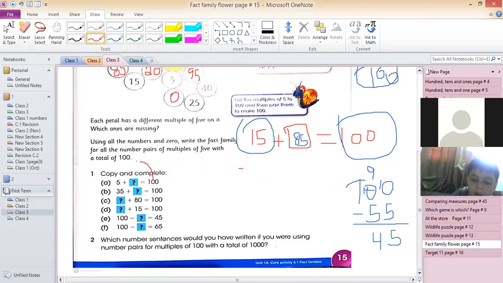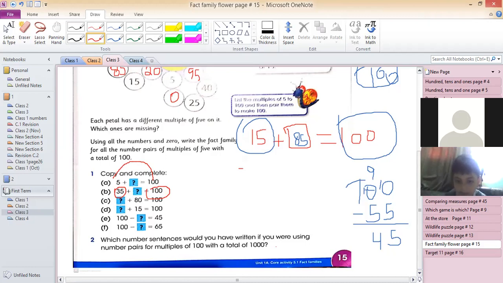For that, what will you do? Subtract 5 from 100, and 5 plus 95 will give you 100. Same here, 35 plus what will give you 100? For that, what is the bigger number? The bigger number is 100. You will subtract 35 from 100, and in that way you will find the answer.